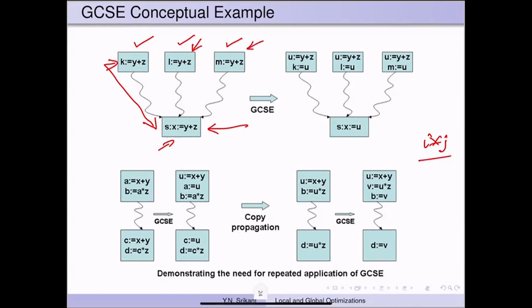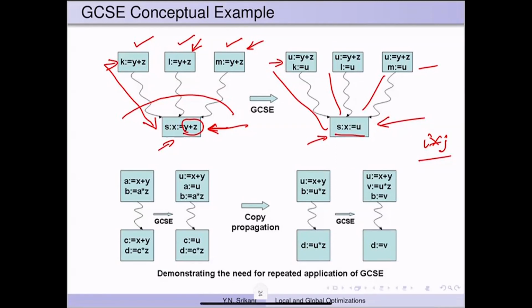In other words, if the expression y plus z flows and is what is known as "available" just before this computation or the basic block, then this y plus z need not be computed here. What we actually do is replace k equal to y plus z by u equal to y plus z and k equal to u. Similarly, u equal to y plus z and l equal to u. And finally, u equal to y plus z and m equal to u. And just use x equal to u here. So this is an example of global common subexpression elimination. We have eliminated the computation of y plus z, which was being done twice. The second computation has been eliminated. So either along this path or this path or this path, the y plus z computation happens only once.